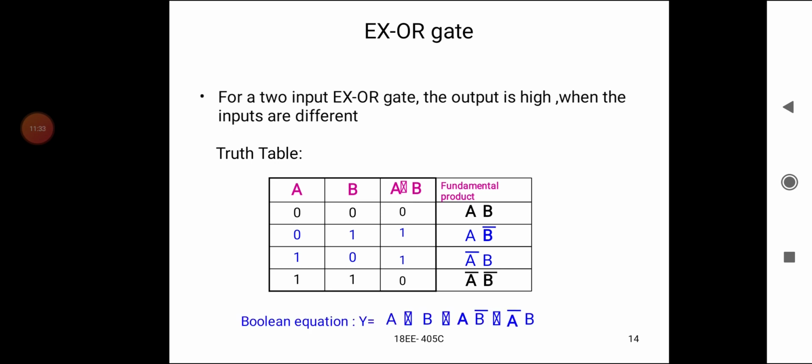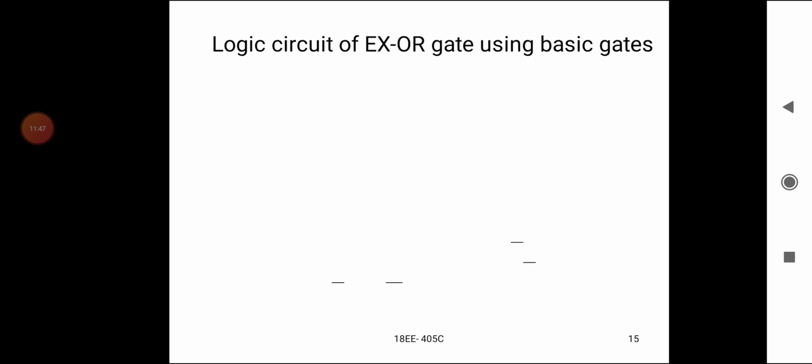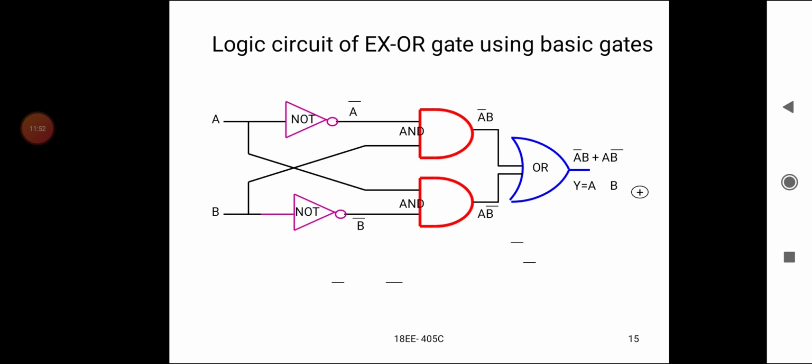The Boolean equation for exclusive OR gate is given as Y equivalent to A exclusive OR B, which is equivalent to A B complement plus A complement B. The logic circuit for exclusive OR gate is using basic gates. The basic gates are NOT, AND, OR gates. A and B are inputs. Two NOT gates will generate A complement, B complement.